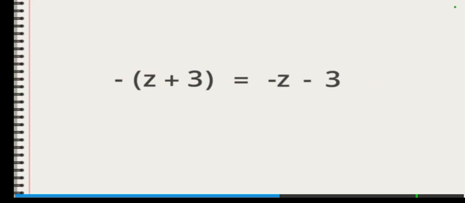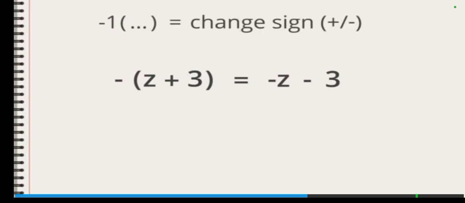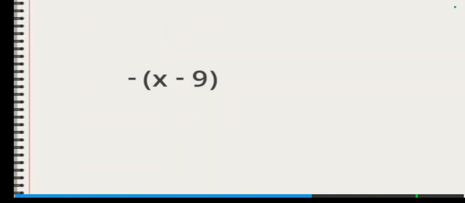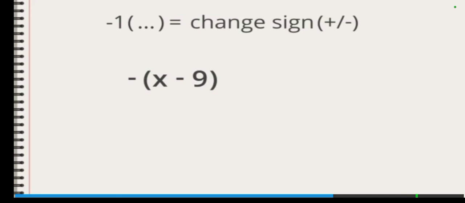Look at the equation. Compare what's on the left-hand side to what's on the right. There was barely any calculation involved. Multiplying with minus 1 is the same thing as changing sign. Let's test this rule in another calculation. Minus parenthesis x minus 9. Multiplying with minus 1 is the same thing as changing sign, so let's change signs. X with opposite sign is minus x. Minus 9 with opposite sign is plus 9. Done.